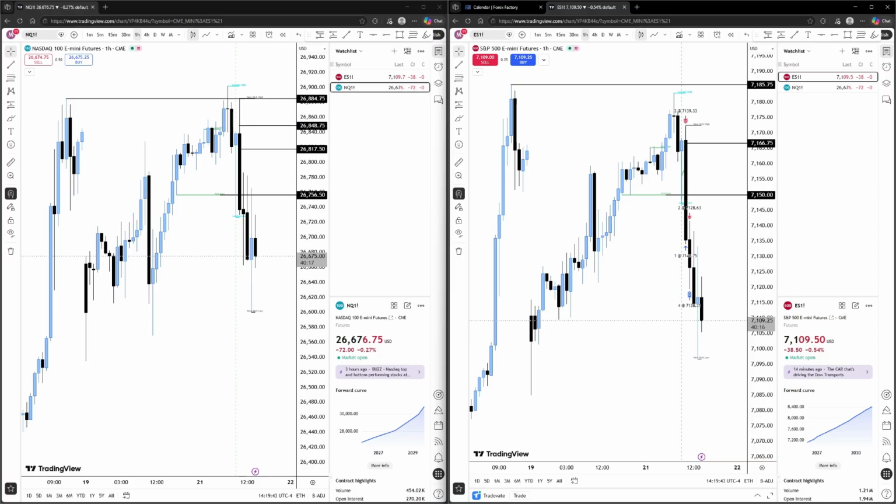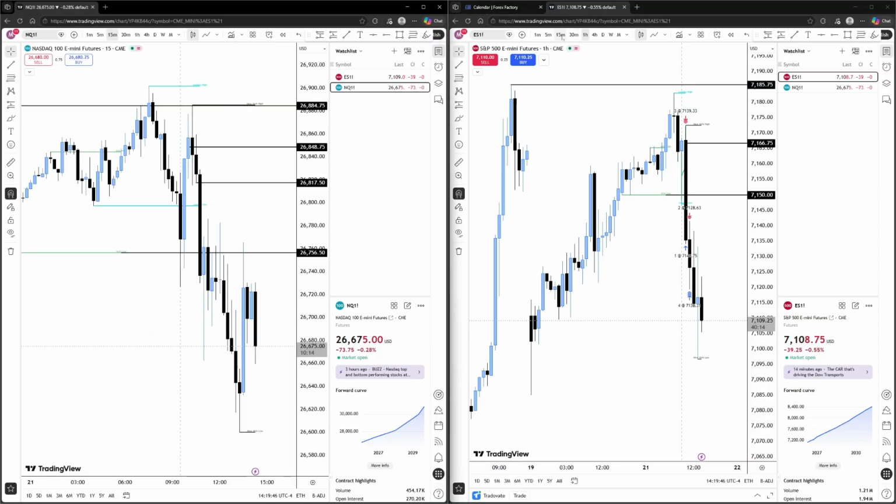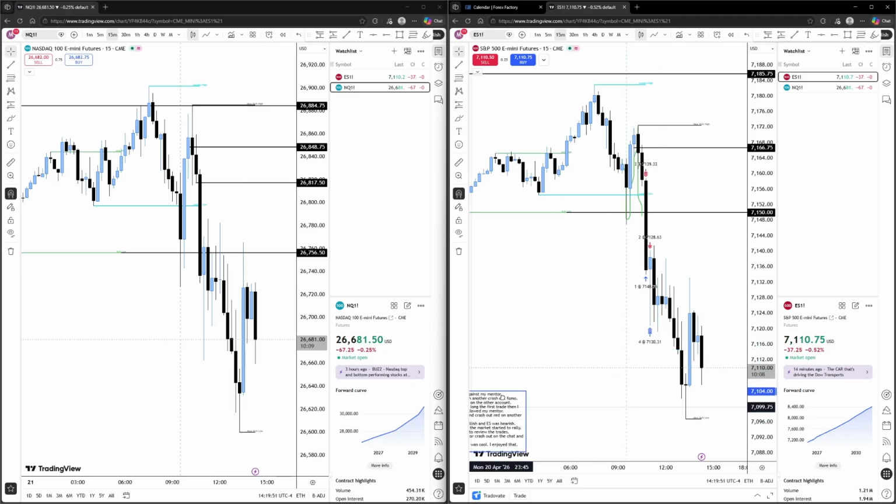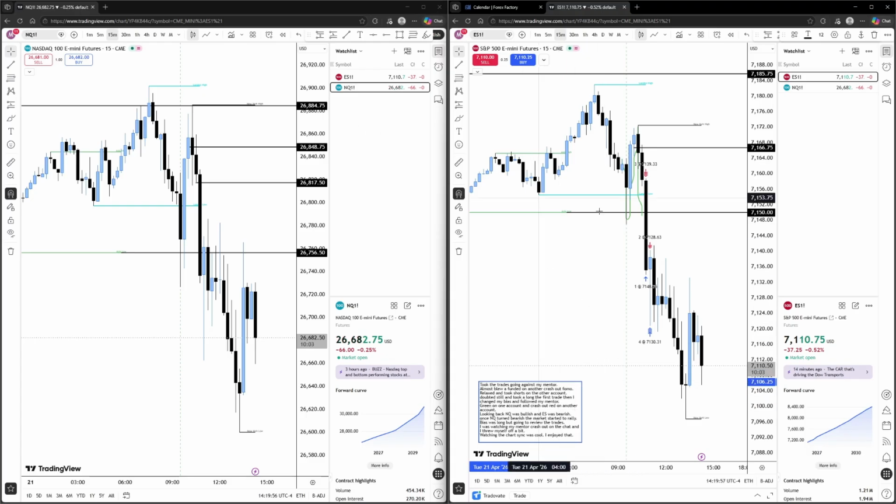Going back to the 15, let's see how the 15-minute looks. So these were my notes for today. If you want to read that and zoom in, you can, but I'm going to verbally explain it, and we'll go from there.